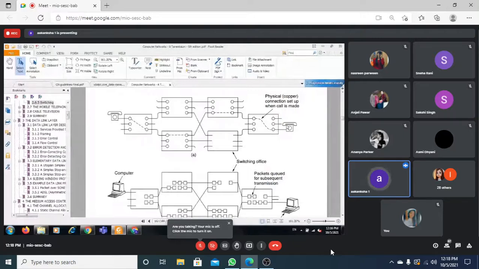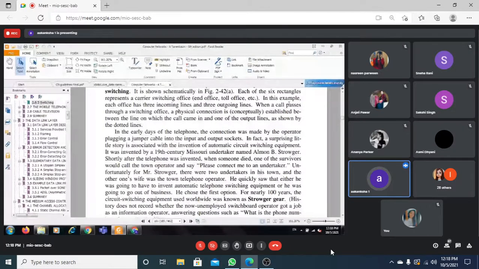So we should have some maximum number, but in circuit switching, each one of them can be connected directly to any other telephone line, because there are 50 input ports and 50 output ports. So in the simplified version, we have just seen that there are 3 input ports and 3 output ports. Now we have seen the 3 incoming lines. So when a call passes through a switching office, a physical connection is conceptually established between the line on which the call came in and one of the output lines, as shown by the dotted lines.